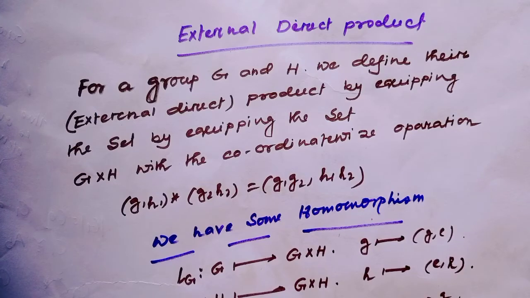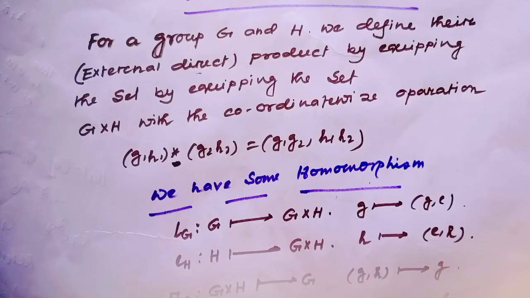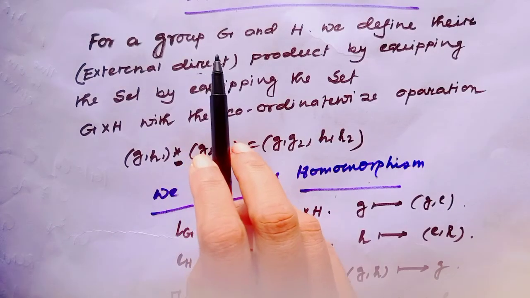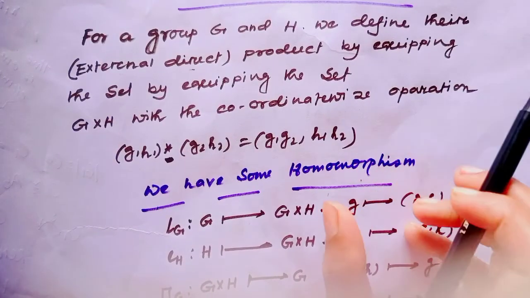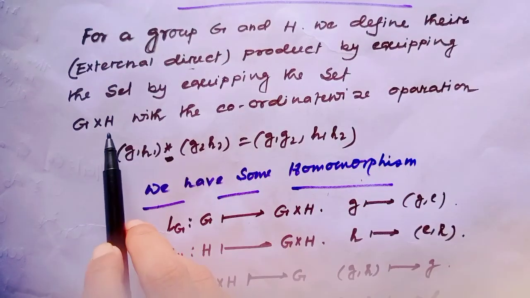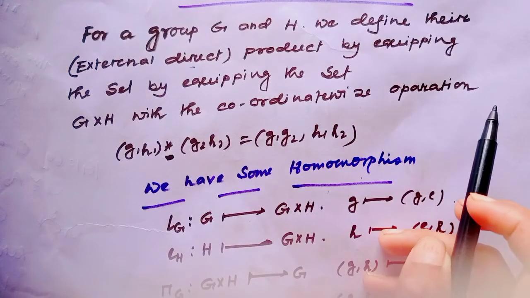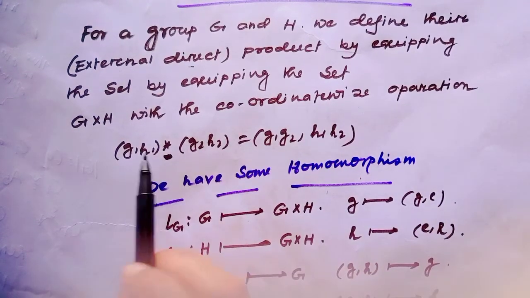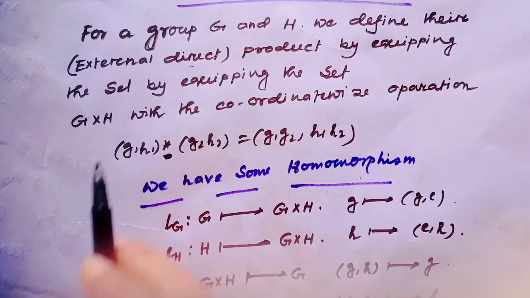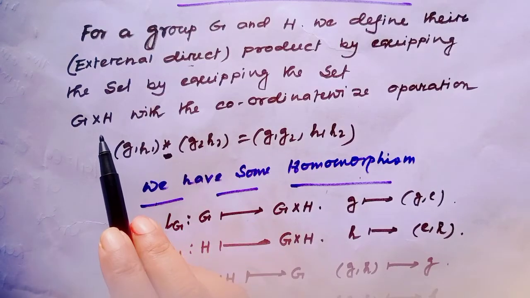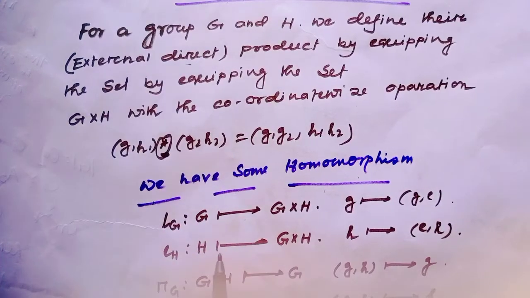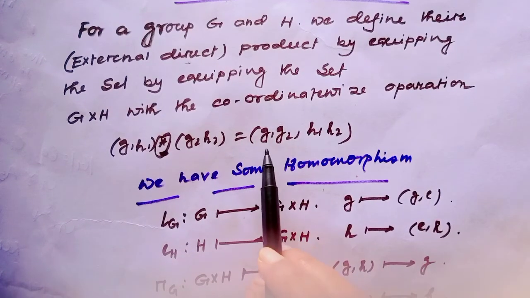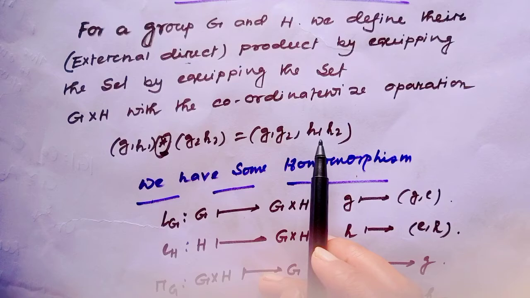We all know the external direct product. Let's see the definition of external direct product once more. For two given groups G and H, we define their external direct product as the set G Cartesian product H with coordinatewise operation. Here (g1, h1) is a member of G Cartesian product H and (g2, h2) is a member of G Cartesian product H. And here the operation is composition. But here (g1 g2, h1 h2).